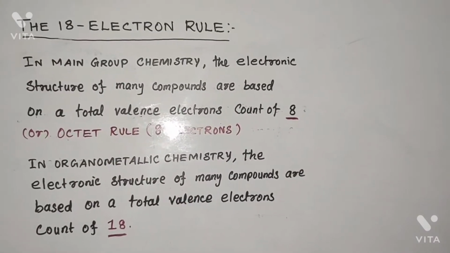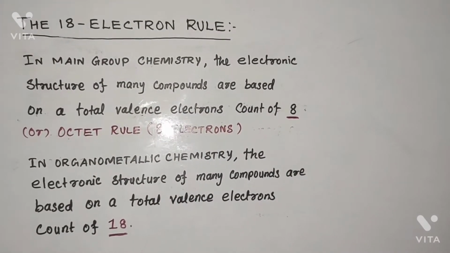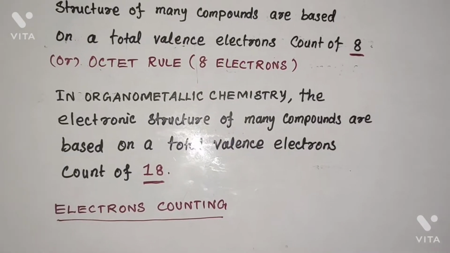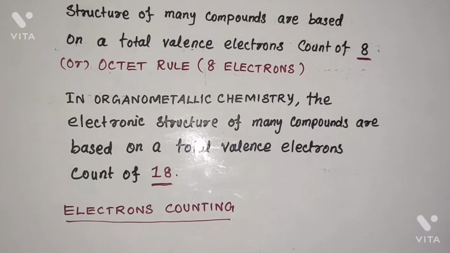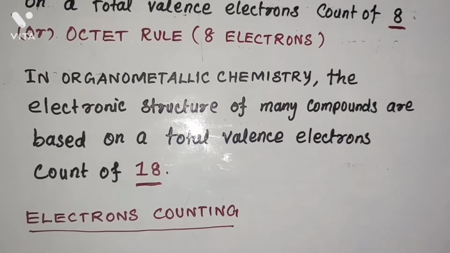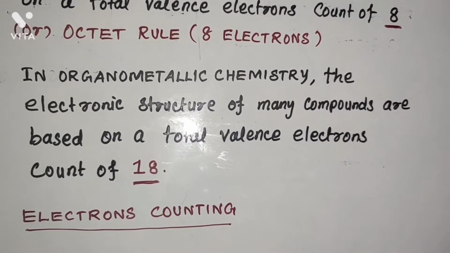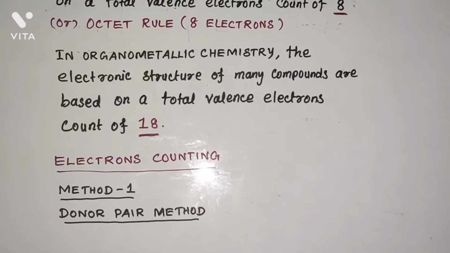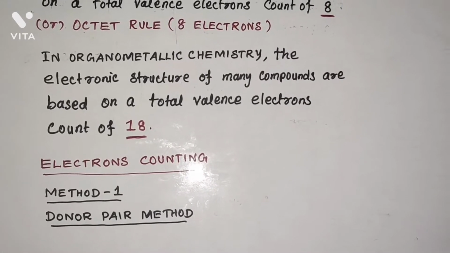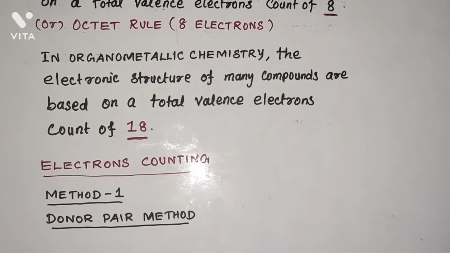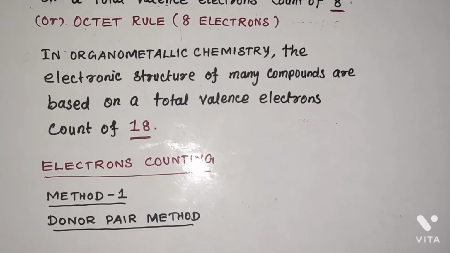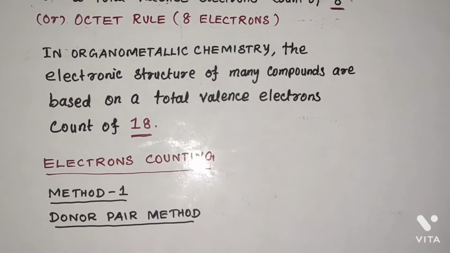Now, we are going to count the total electrons present in organometallic compounds. Total electrons present in organometallic compounds may be counted in two ways. First method is the donor pair method. This method considers electron pairs donated by the ligand to the metal. We must take into account the charge on each ligand and determine the formal oxidation state of the metal.